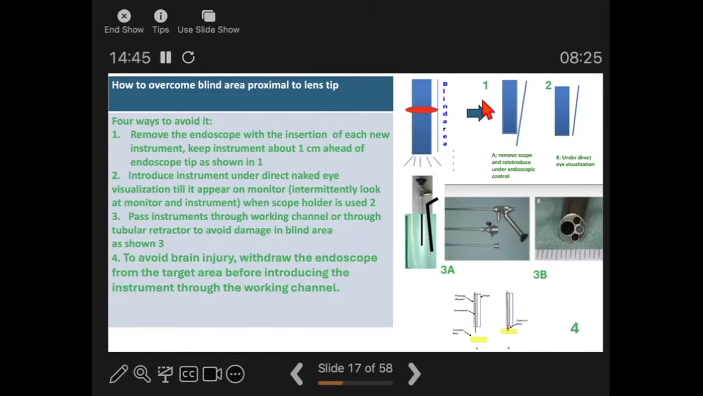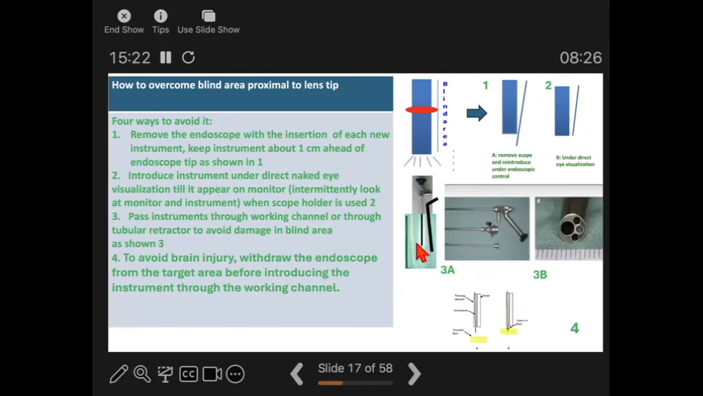So here is the point 1. When you want to introduce instrument, take out the endoscope, and the instrument tip should be about 1 centimeter ahead of endoscope. Second, when endoscope holder is used, then in that case, until the instrument appears on the monitor, that means it goes beyond the lens tip, you should be watching the instrument entry by the naked eye.